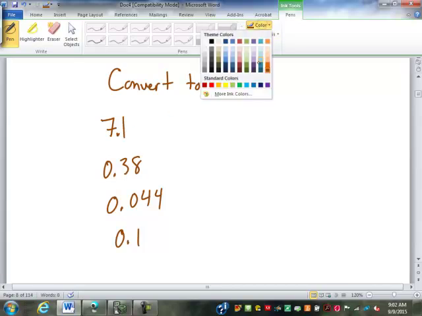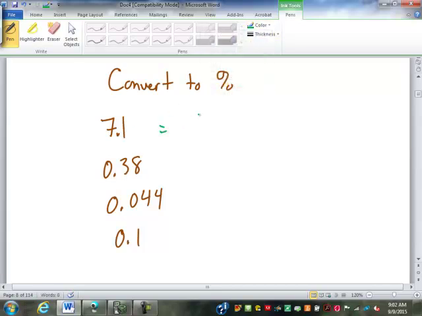So 7.1 is going to become what percent? 710%. 0.38, 38%. 0.044, 4.4%. And 0.1, 10%. Good.